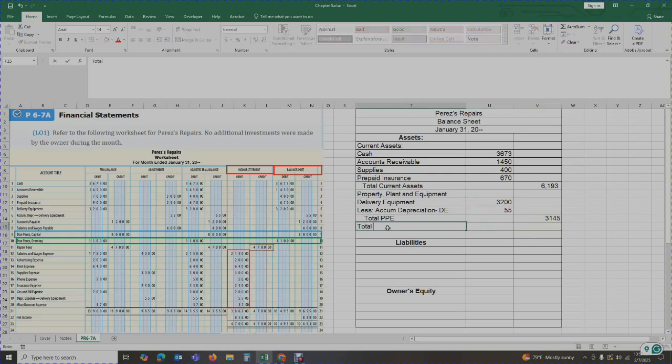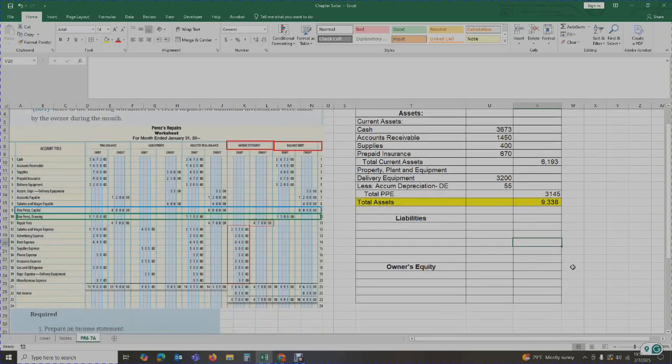Now I can calculate my total assets. Your total assets will be your total current assets plus your total property, plant, and equipment. That gives you 9,338. That is the total of your assets, but it's now broken down between current assets and property, plant, and equipment, with my total assets being 9,338.